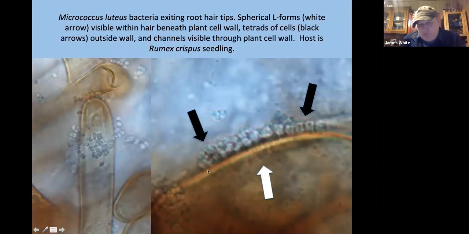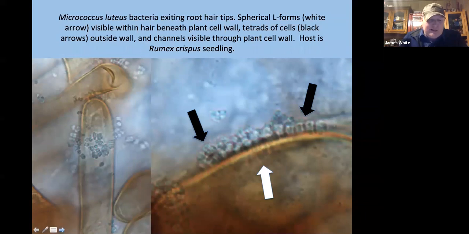This is a close-up of one of those tips. And you can see here, this is a tip of a root hair. And you can see these little spherical structures. Those are the protoplasts underneath. And you can see the channels right there, kind of greenish channels, where there's a pore and where those microbes are being pushed out. And then they're reforming the cell walls here. And for microbes that have flagellae, they'll reform their cell walls and they'll reform their flagella, and then they'll swim out into the soil.